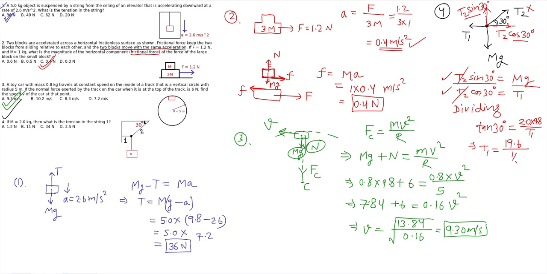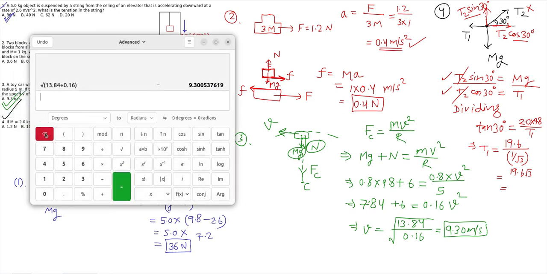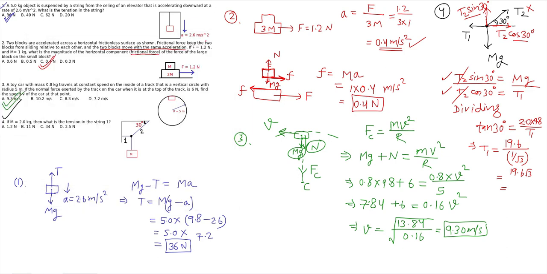Tan 30 is 1 by under root 3. So this will be 19.6 under root 3, and if you multiply 19.6 by under root 3, let us see what it comes. 19.6 into square root of 3 is coming 33.94 or 33.95, or simply you can write 33.9 Newton. Let's see what are the answers. 33.9, okay, 34 is the closest answer, so 33.9 can be written as 34 Newton. So 34 Newton is the tension in the first string or string 1.